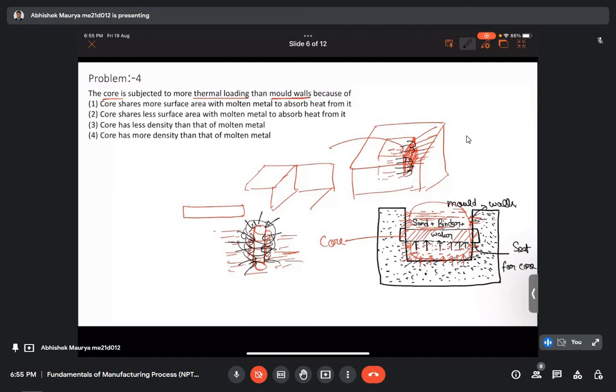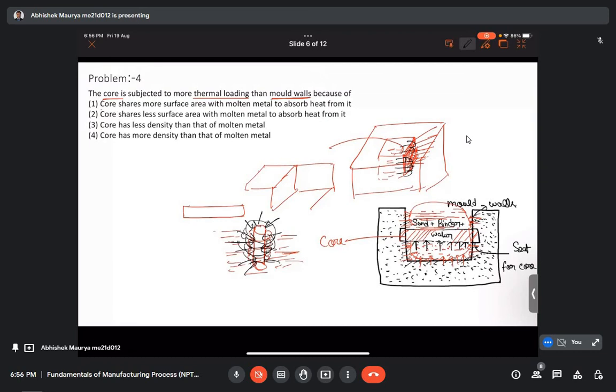So that is the reason why the thermal loading on the core wall is higher in comparison to the mold walls. Mold walls are exposed to the molten metal from the one side, whereas the core is exposed to the molten metal from all sides. So that is the reason why the thermal loading on the core material is higher with respect to the mold walls. Let's see which option is correct.